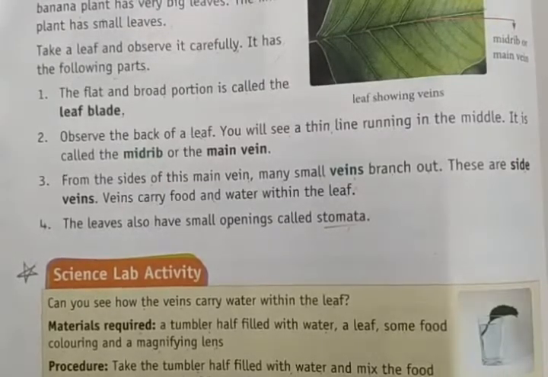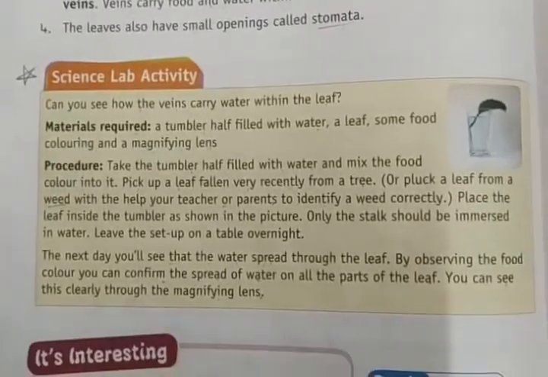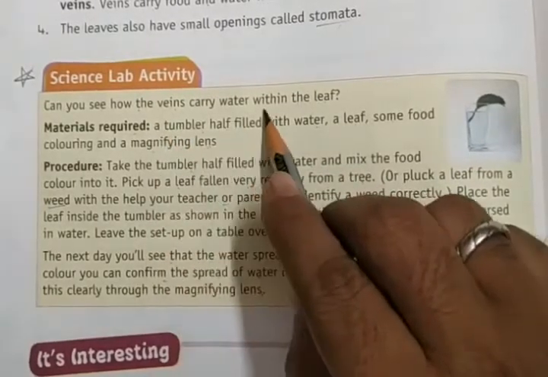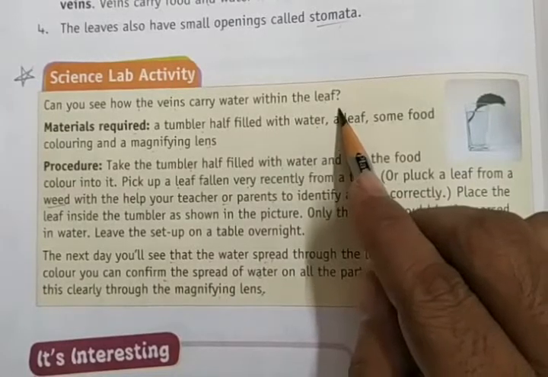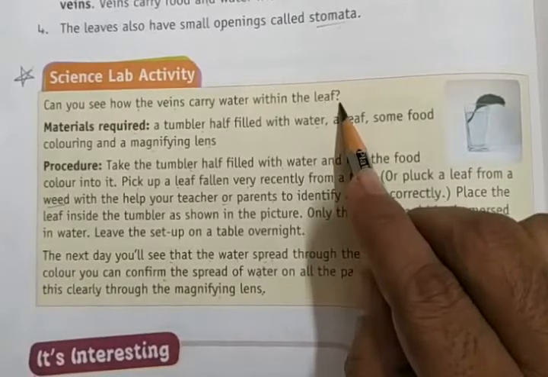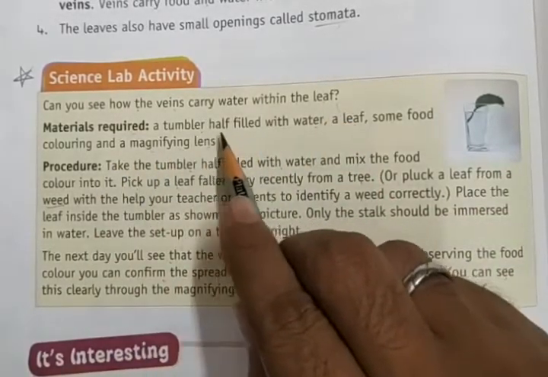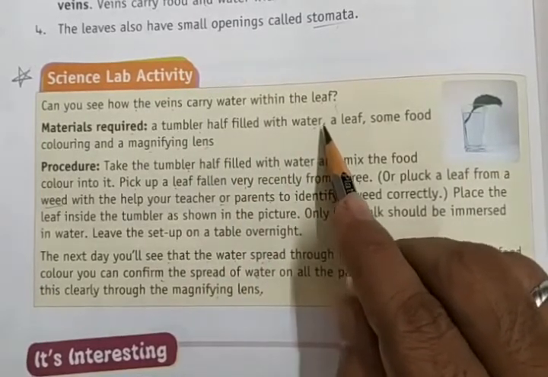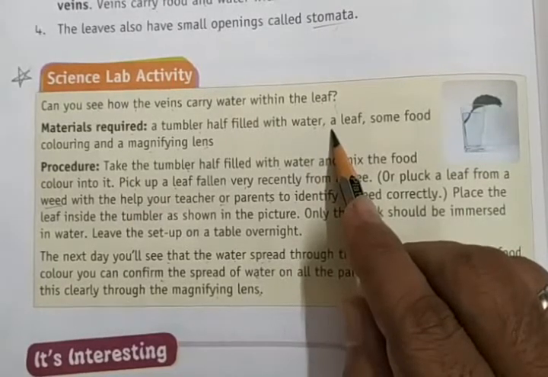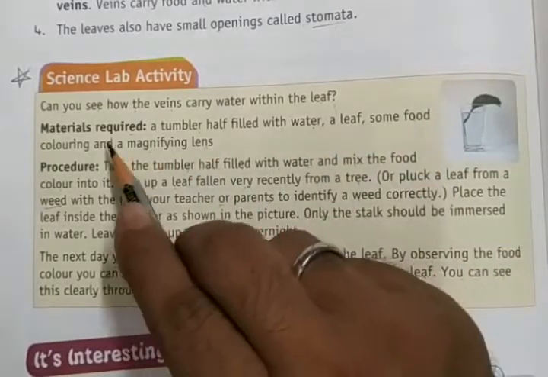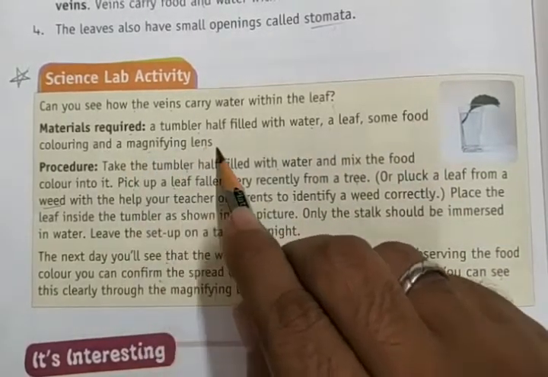Okay? Right. After this, we will have some science lab activity. For this, you can check at your home. Can you see the veins carry the water within the leaf? Let's do it. Material required: a tumbler half filled with water. Another vessel or a glass you can take. A leaf, some food coloring and a magnifying lens.